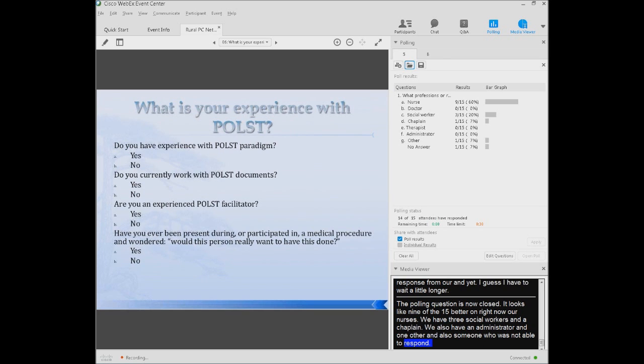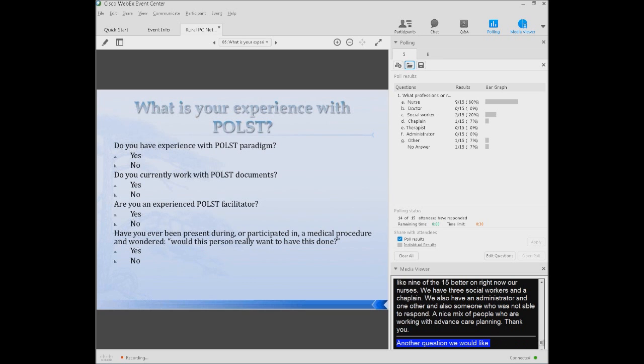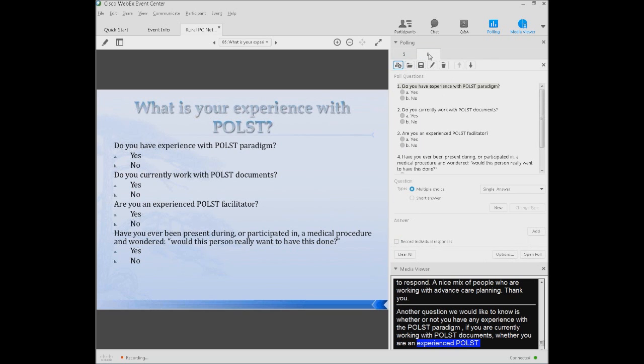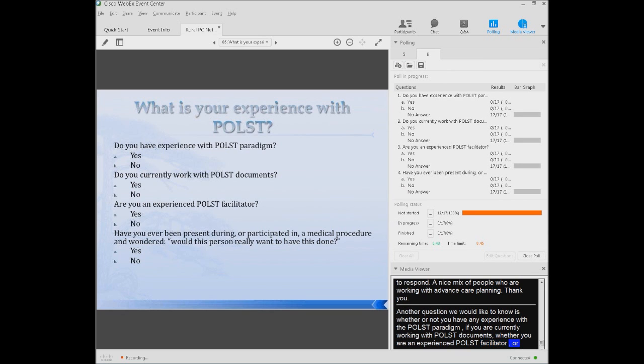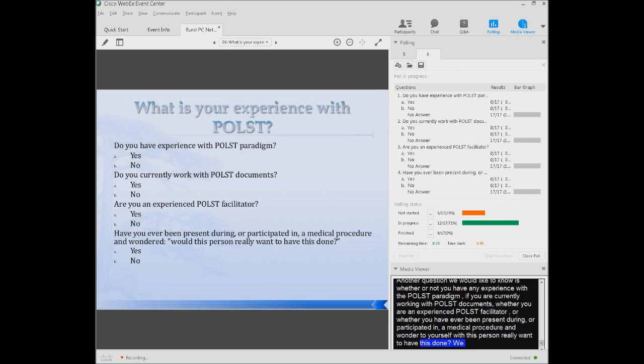Another question we'd like to know is the next polling question, whether or not you have any experience with the POLST paradigm, if you're currently working with POLST documents, whether you're an experienced POLST facilitator in facilitating POLST-type advanced care planning conversations, and whether you've ever been present during or participated in a medical procedure and wondered to yourself, would this person really want to have this done? So we'll ask you to take a few seconds to respond to those questions. Because there are more questions, you have about 45 seconds to respond.